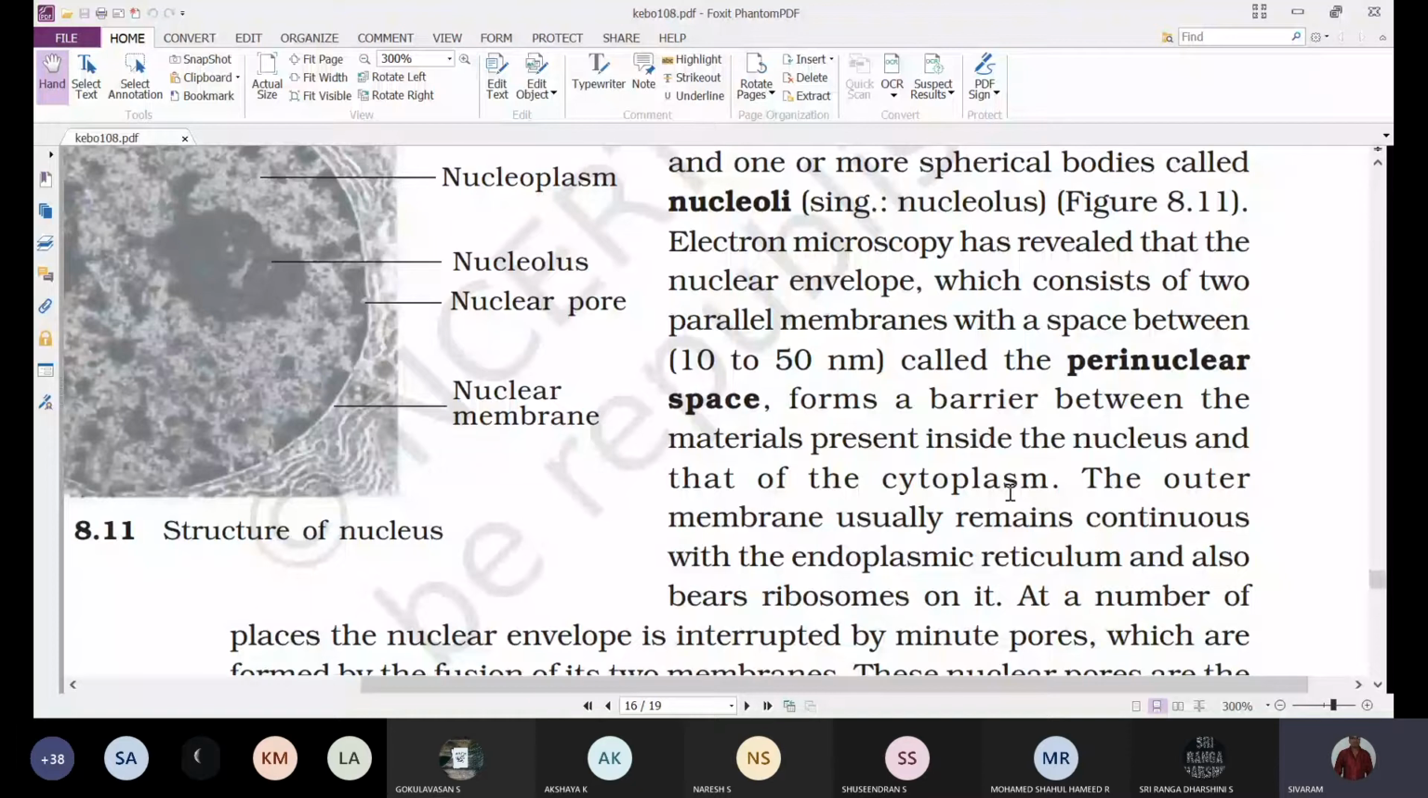So barrier means it is the border. The nuclear membrane will act as a barrier between the cytoplasm and the nucleoplasm.